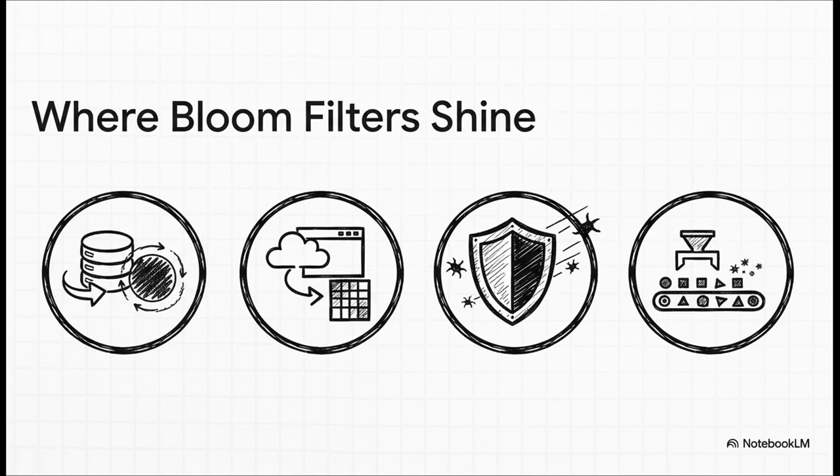Seriously, databases like Cassandra and Bigtable use them to avoid that slow, painful disk lookup for a key that doesn't exist. Your web browser? It probably uses one to quickly check if a URL is on a massive blacklist of malicious sites. Big data systems use them to spot duplicate records in enormous streams of information on the fly. In every single one of these cases, getting that super fast, definitely no answer is the name of the game.